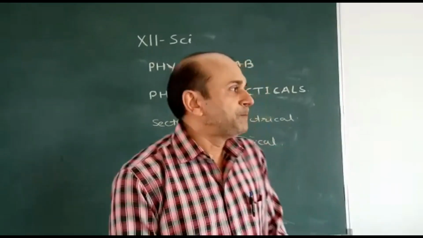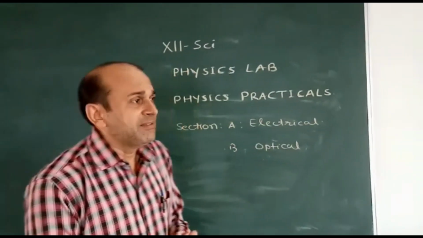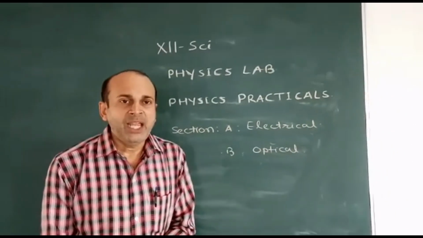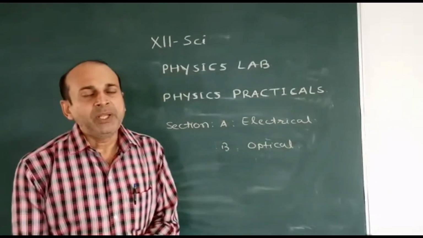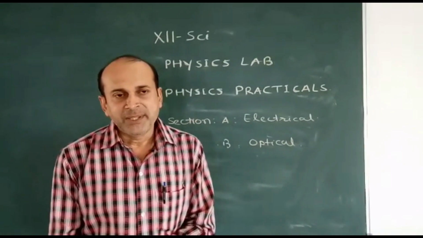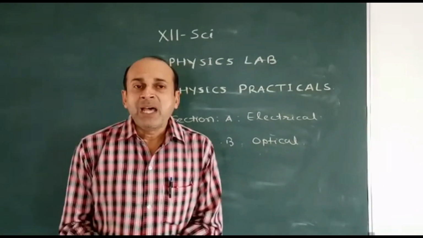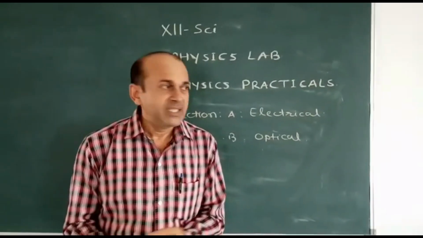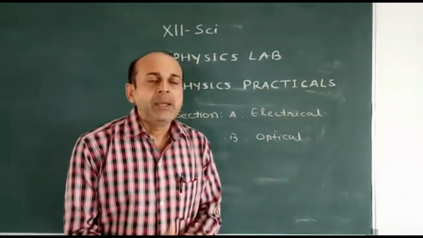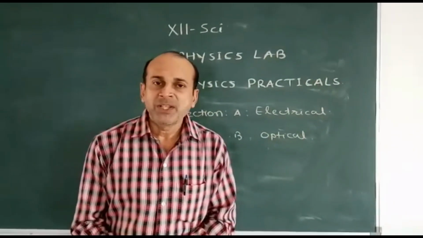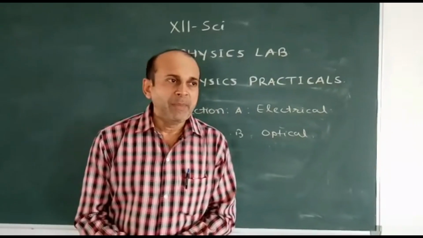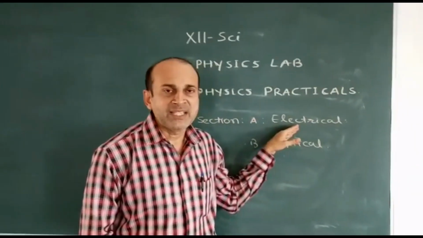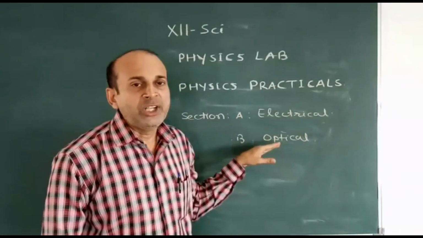So first, in our 12th syllabus, we have two sections. Section A, that is electrical experiments, and section B, that is optical experiments. In the exam, we will be asked any one experiment from each section, of 20 marks. That is 20 plus 20, plus 6 marks viva and 4 marks journal. That is a total of 50 marks, and 3 hours for that. That means 1 hour and 30 minutes for section A and 1 hour and 30 minutes for section B.